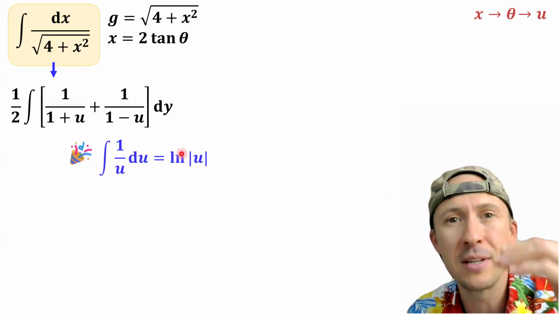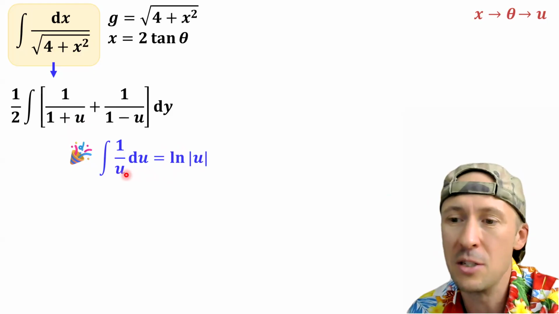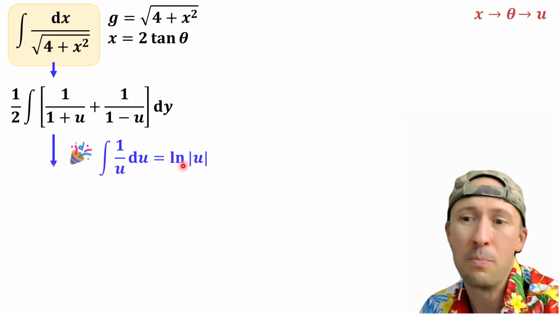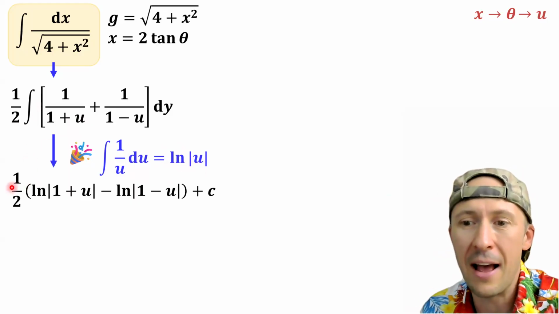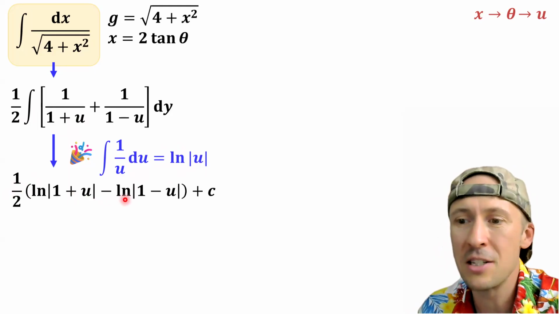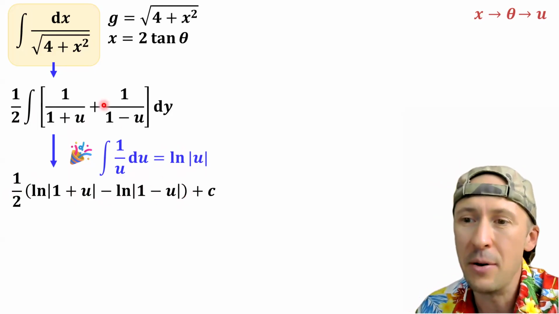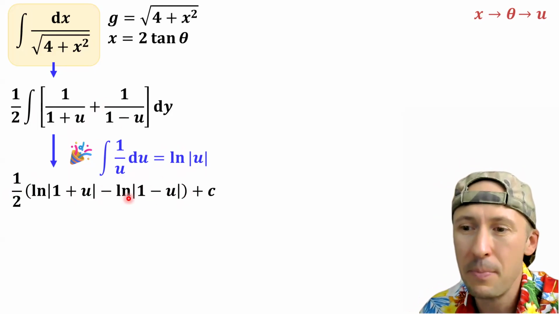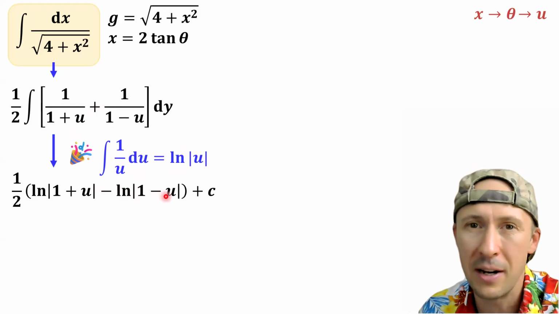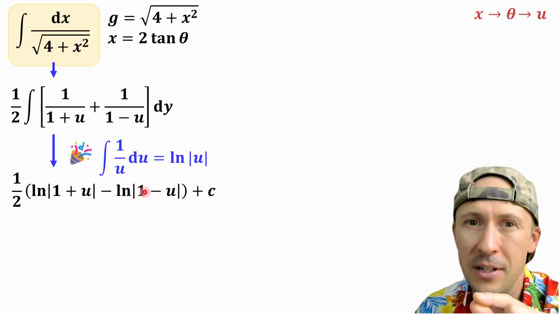We need to slap those absolute value signs because we can't have a negative number inside a log. So that's just kind of what we'll do. We have our 1/2 along for the ride, and then ln of 1 plus u, and then minus ln of 1 minus u. And we went from a plus to a minus because even though the integral of 1 over 1 minus u is ln of 1 minus u, there's a negative sign we need to account for.